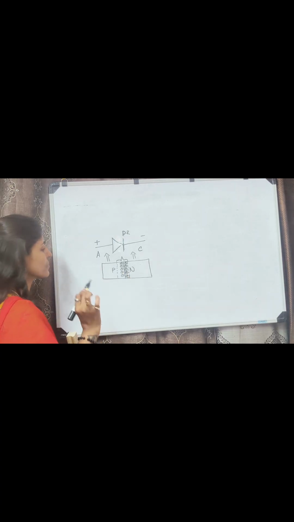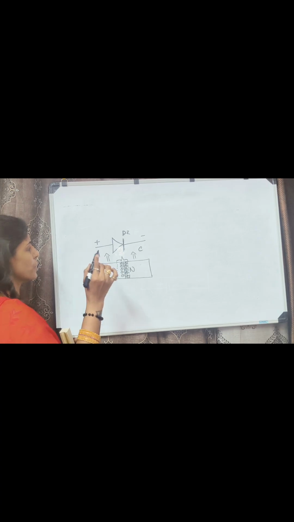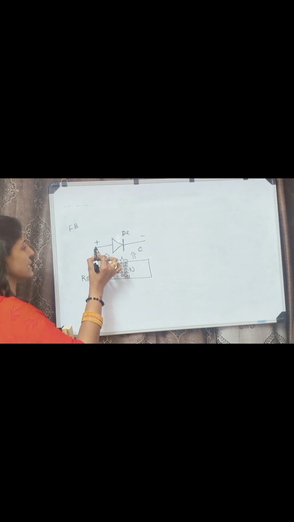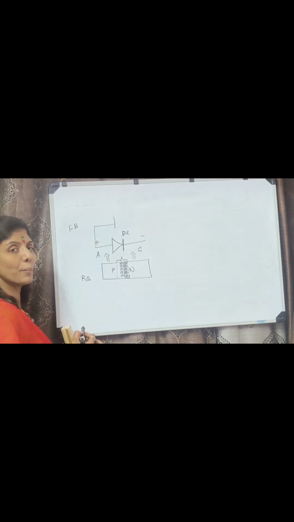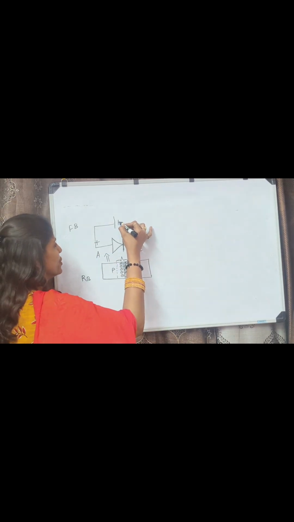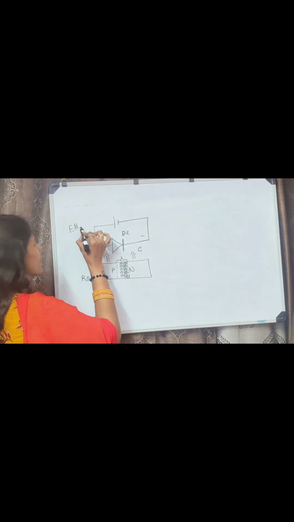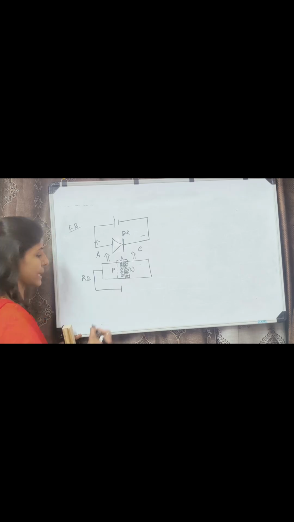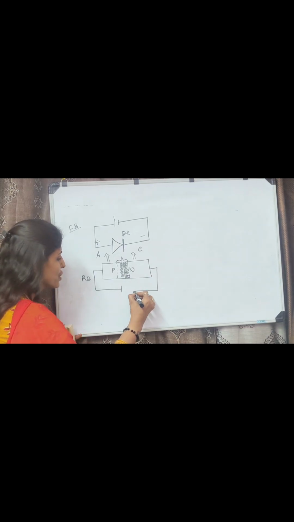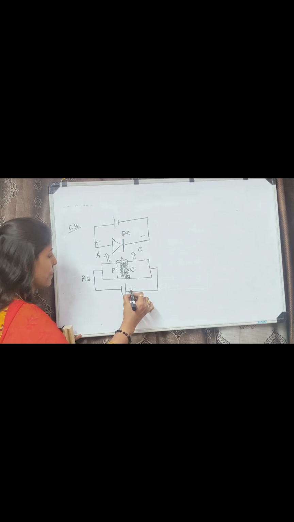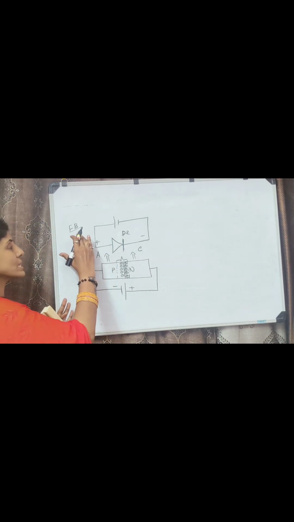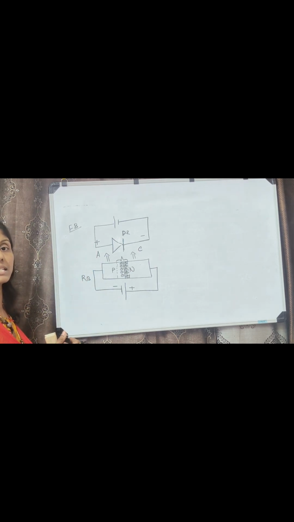One more point I said: forward bias as well as reverse bias. I will connect this in forward bias. The P region, the positive, should be connected to the positive terminal of the battery, and the N region to the negative terminal of the battery, which is your forward bias. In reverse bias, the P region is connected with the negative terminal and the N region with the positive terminal. In the forthcoming class, we will see how forward bias and reverse bias work.